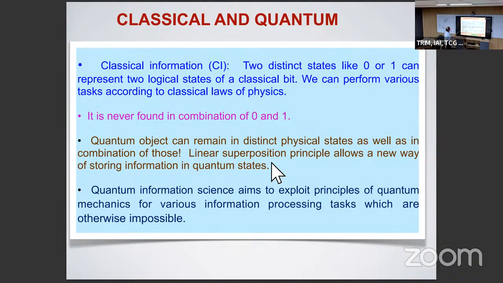That never happens. But if you go to the quantum world, a quantum object can remain in distinct physical states as well as in a combination of those two distinct states. That essentially comes from the linear superposition principle that we all know, and that allows a new way of storing information in quantum states. Quantum science, in a larger sense, is trying to exploit these basic principles of quantum mechanics for various information processing tasks which are otherwise impossible. That is the bigger goal all of you are trying to achieve.